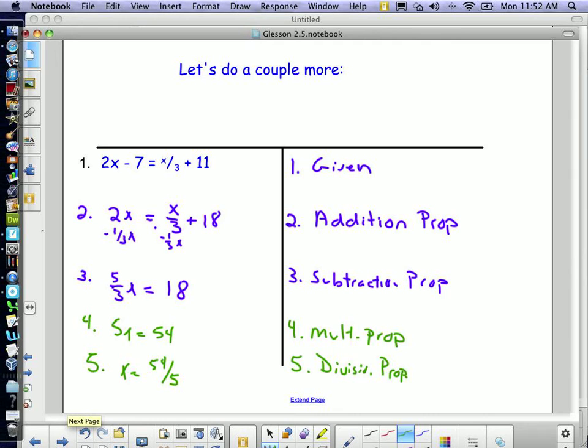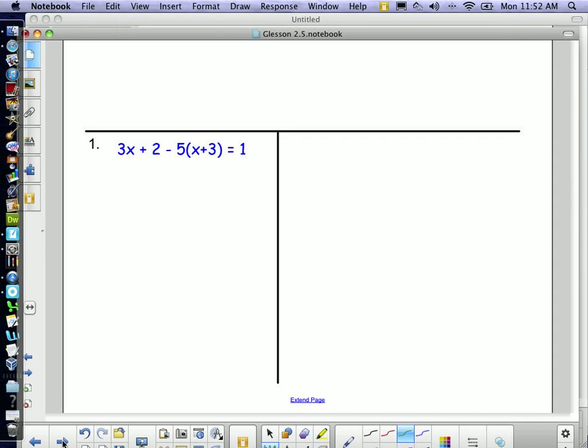There we go. Let's do another one. Looks very difficult, but it's not. Reason 1 is, of course, given. What would my first rewrite be?